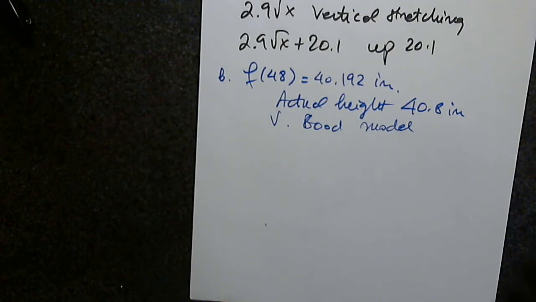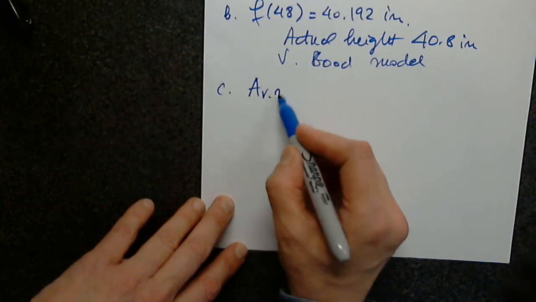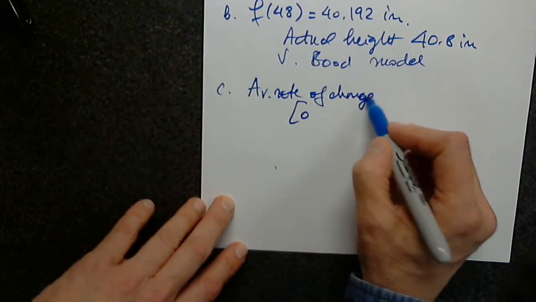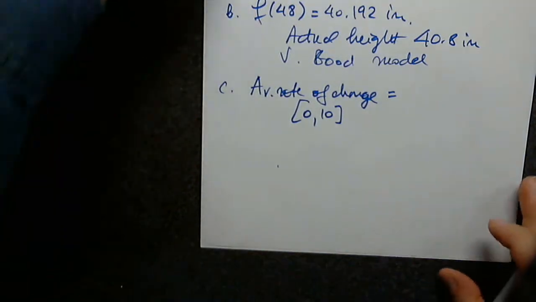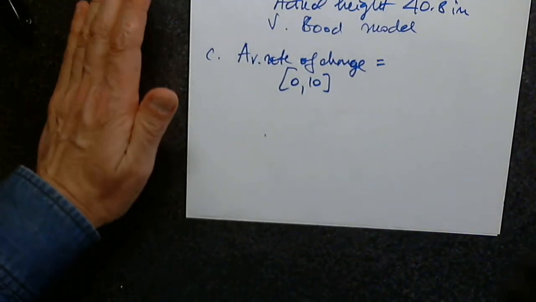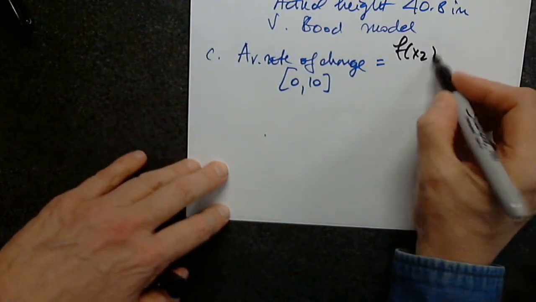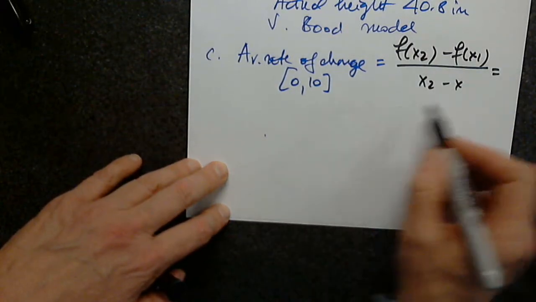Part C. Use the model to find the average rate of change in inches per month between birth and 10. Average rate of change between 0 and 10. What is the formula for the average rate of change? We looked at it last time. y2 minus y1 over x2 minus x1, or f of x2 minus f of x1 divided by x2 minus x1. We need to memorize that one, right?